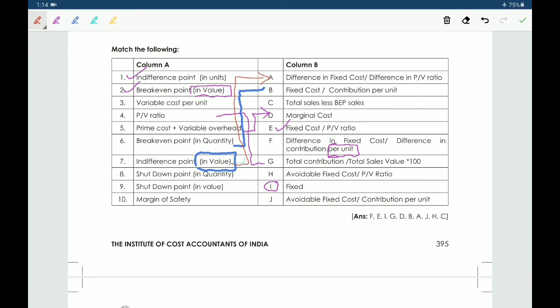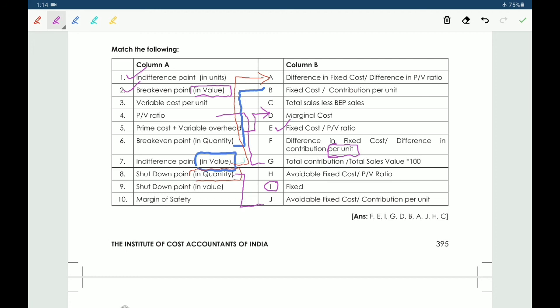Eighth one, shutdown point in quantity. You're asking in quantity, shutdown point. So what is the formula? Avoidable fixed cost by contribution per unit. So this is the answer J. Avoidable fixed cost by contribution per unit.